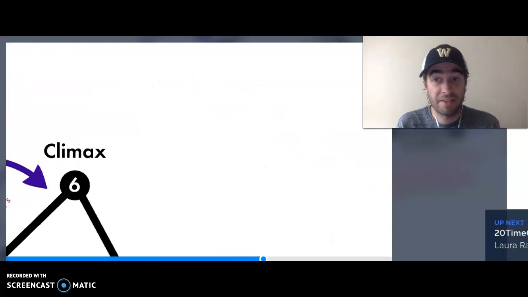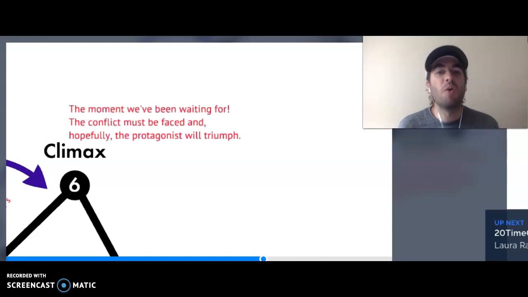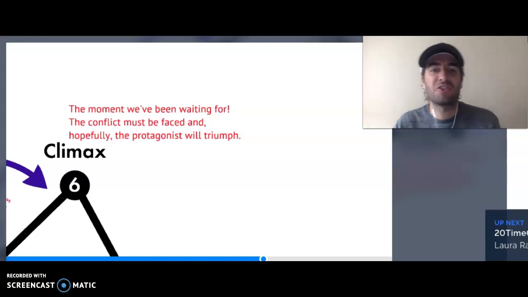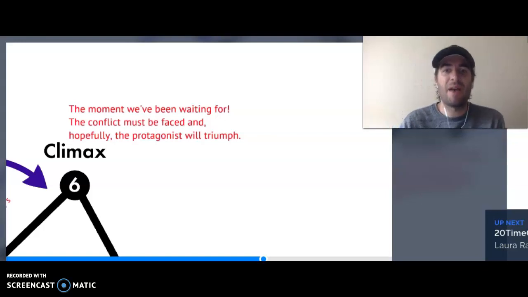Then we get to the climax. This is the moment we've been waiting for. The conflict must be faced, and hopefully the protagonist will triumph. They've been preparing for this moment in the rising action. This is the Rocky training. The rising action is sort of the Rocky training montage, and then the climax would be the big fight.